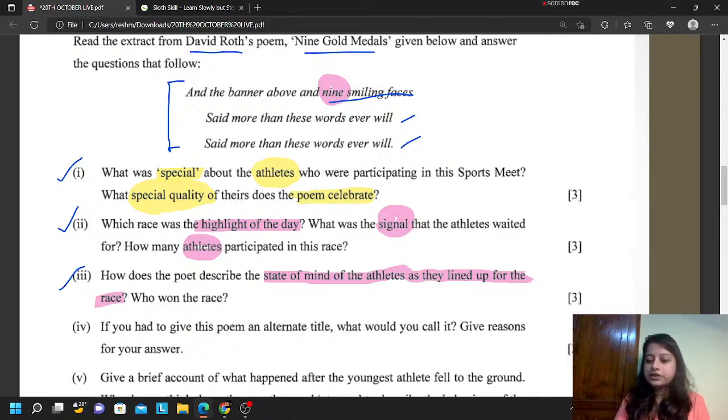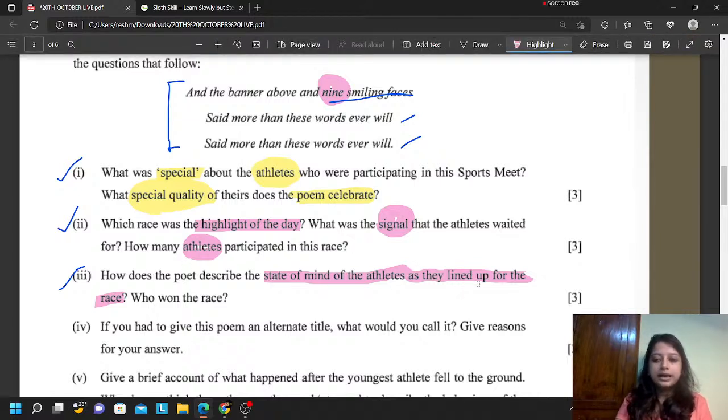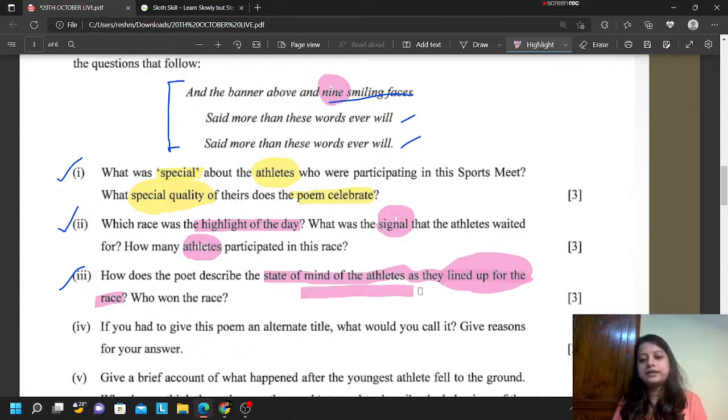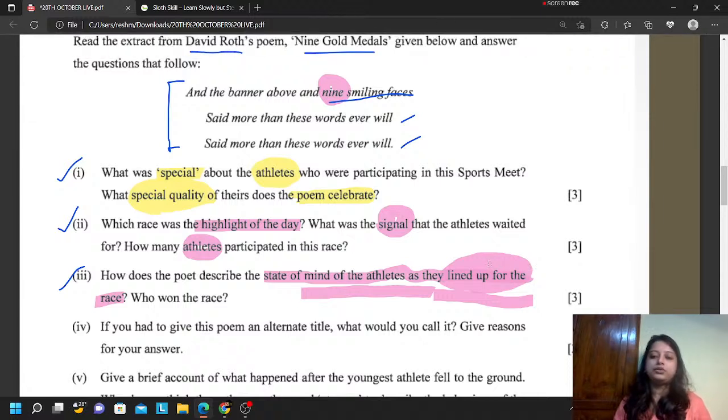Mayank, we cannot write frustration and anguish because the question says as they lined up for the race. They haven't yet started running. They are only lined up. Frustration comes after they had started the race. So you have to be careful about what line is written. So lined up for the race, they had all practiced a lot. They were overexcited to participate and see who the winner is. That you can write.